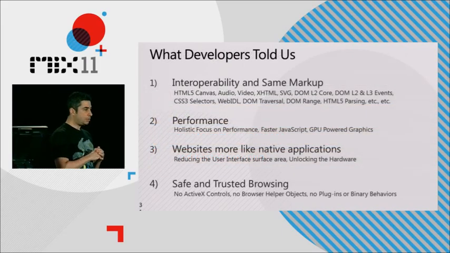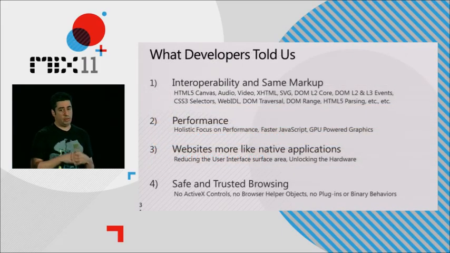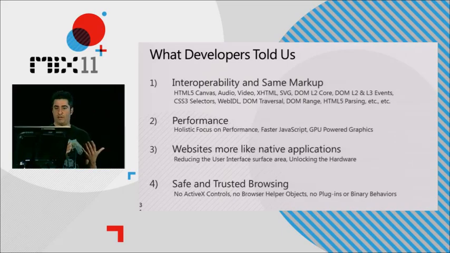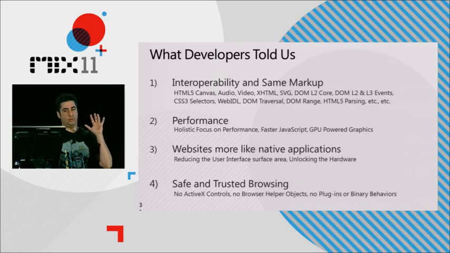So that's what developers told us. They said, we want interoperability, we want same markup. So we delivered that via things like HTML5 canvas, audio, video, things like SVG. We've got SVG support now in IE. A lot of the core DOM stuff that we did, CSS3 work that we did. So we went through and we looked at a lot of the specs that were out there under HTML5, we'll get to that in a second, and chose to implement the ones that developers cared most about.